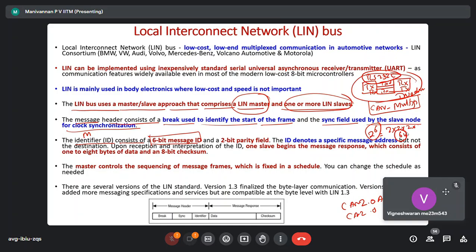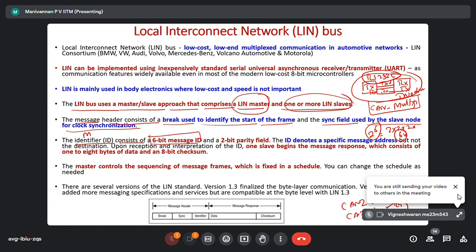The number of messages that can be created in a LIN bus is a maximum of only 64 because it has an identifier of only six bits. Okay, and it uses two parity bits. What about CAN bus? What is the error identification? How is it done in CAN bus?